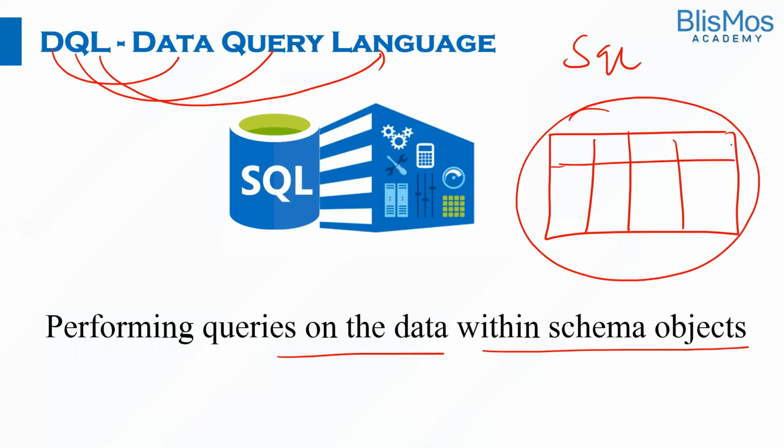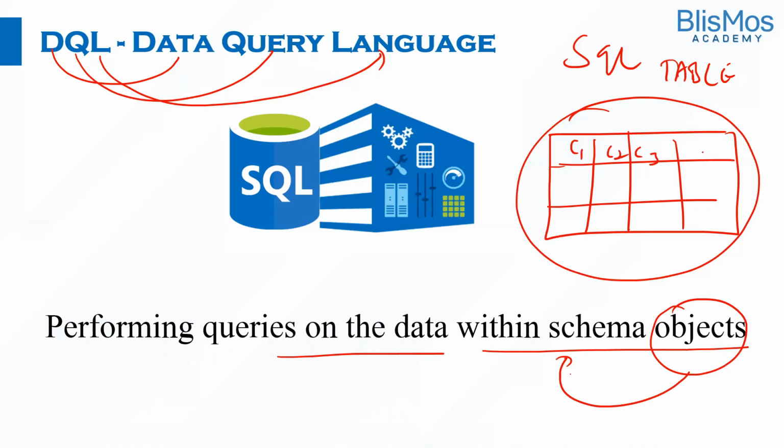What do you mean by schema object? Any object which has a schema. What does it mean? For example, here we have a table. This is one of the database objects. Does it have a schema? Yes, it does, because we are specifying the columns and what are the column types and all other aspects.